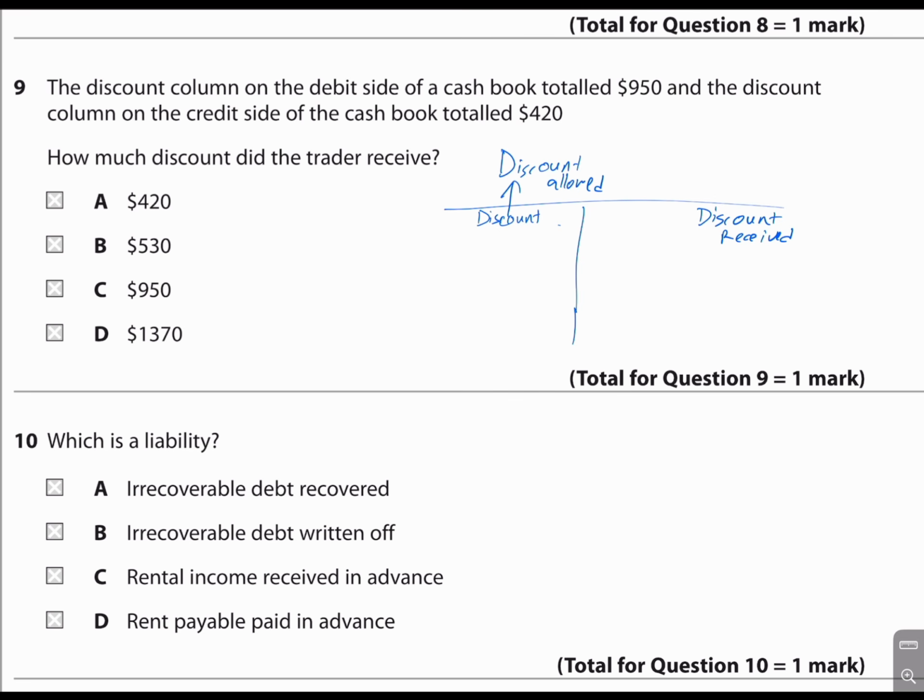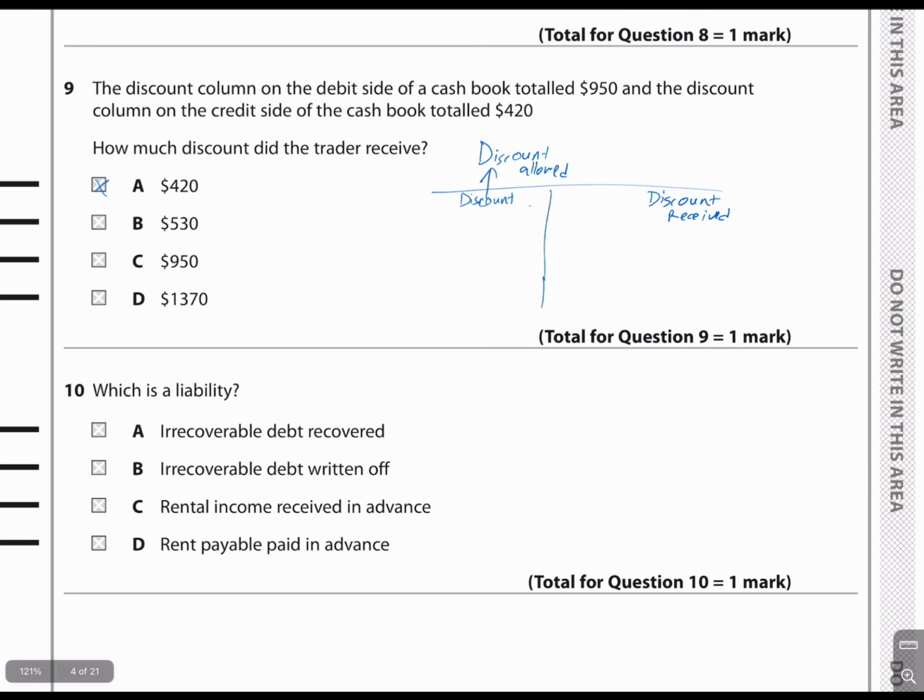Now the question is asking us how much discount the trader received. So this one is the discount that the trader is receiving, which is 420. So 420 is the right answer, option A. And if it asked us about discount allowed, we would have picked 950, option C, if it did ask us about how much the trader is allowing.